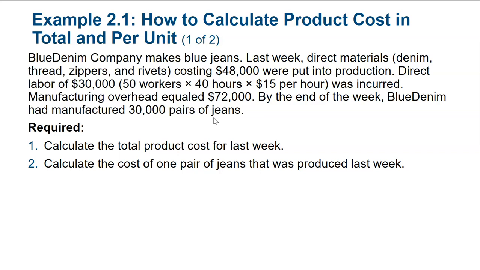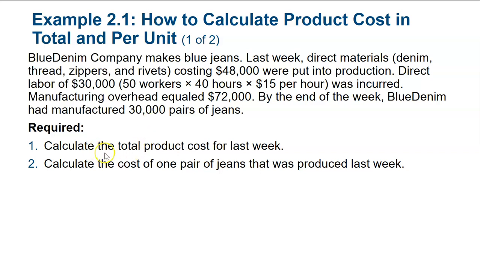But I want you to notice something here. We're going to make the assumption that there were no pairs of jeans that were started and not finished. That for all of this $48,000 here, all of this $30,000 here, and this $72,000 of allocated overhead, all three of these figures represent exactly the amount that it took to make 30,000 pairs of jeans. Now, that's not realistic, but it helps us prove our point and kind of ease into this.